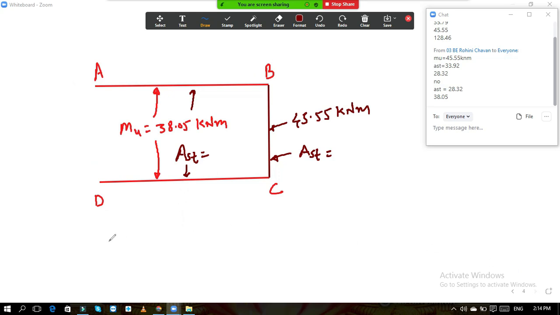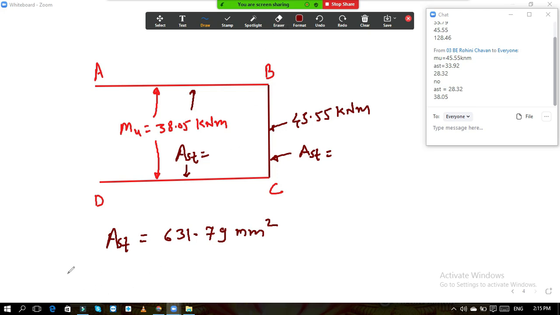Okay, so for that now Ast, what was the value of Ast when your moment is 38.05? It is 631.79 mm square. Check the values, check the calculations. Okay, you should be very careful while doing these calculations. So again check this value. So it is 631.79.